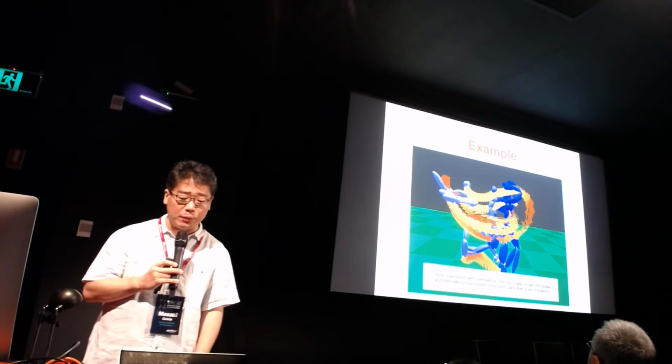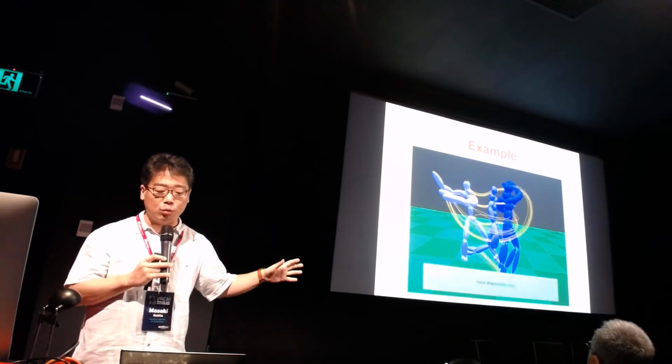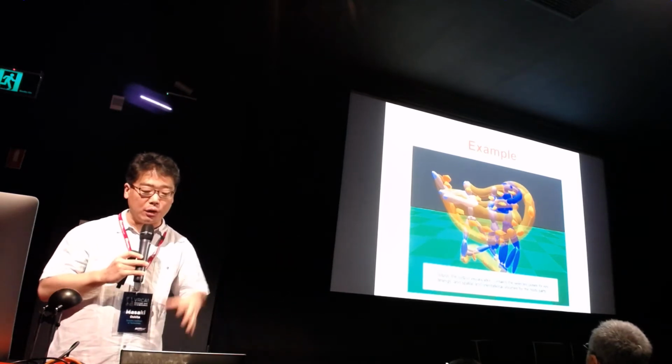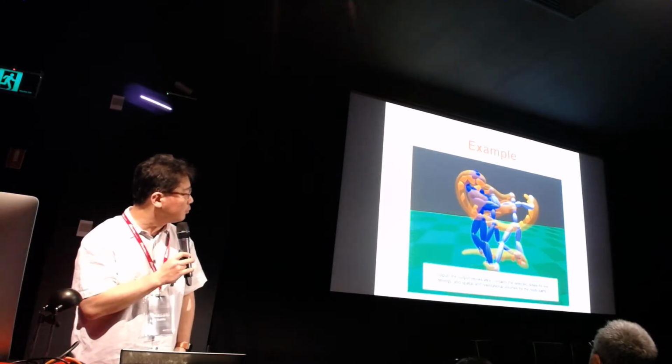So this is an example of a visualization. Input data are spatial and orientational trajectory of body parts from all input motions. And this output visualization contains 3D shapes that represent spatial and orientational ranges of body parts in the input motions.